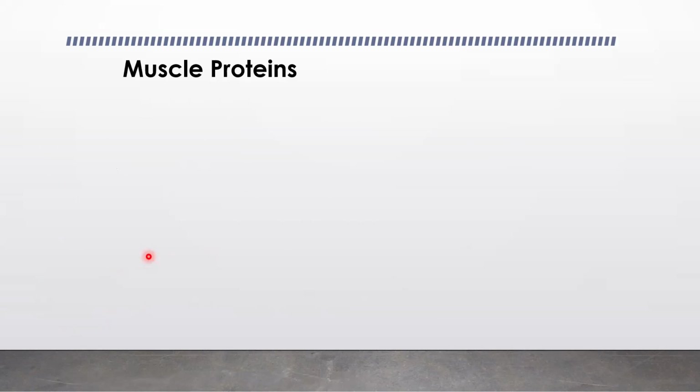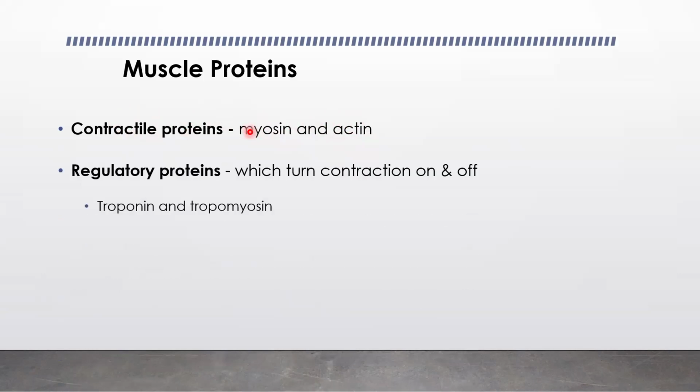For the various muscle proteins, you'll have contractile proteins. These contractile proteins are the ones that interact to enable the shortening and the elongation of the muscles. So they are myosin and actin. You'll see that myosin will form the thick filaments, and the actin will form the thin filaments. So those are the contractile proteins. For the regulatory proteins, which turn contraction on and off, they regulate these contractile proteins. They are troponin and tropomyosin. Troponin and tropomyosin will regulate the active sites of actin towards ATP.